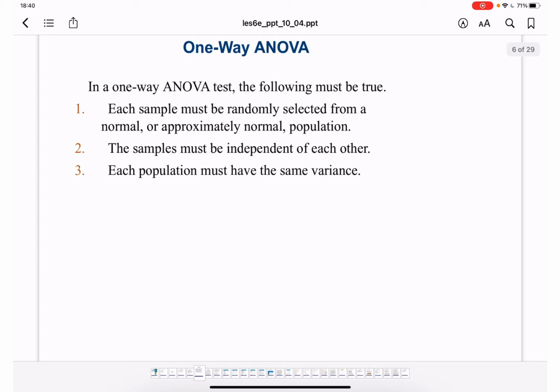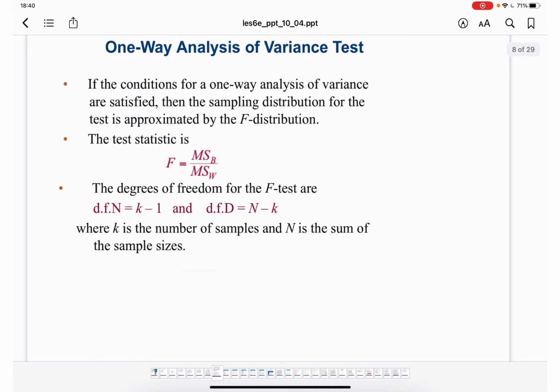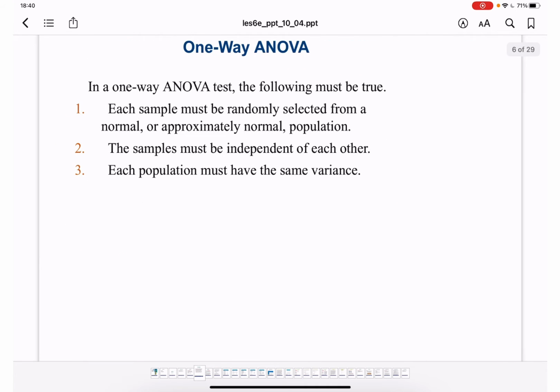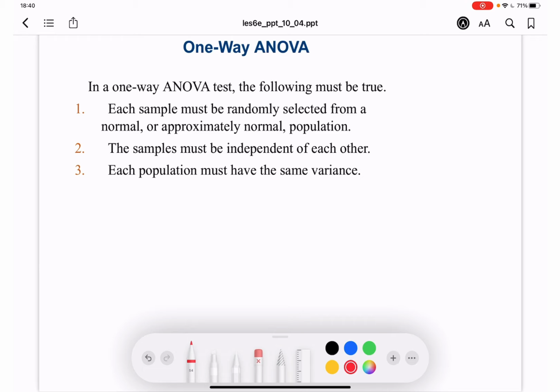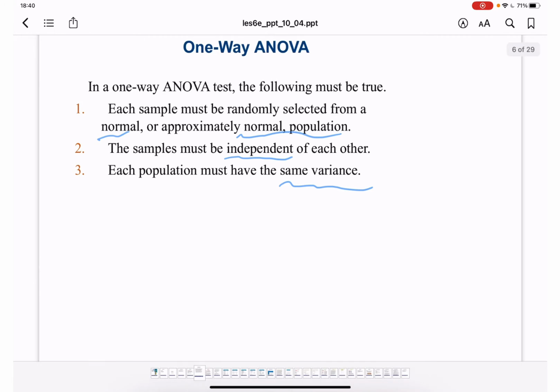In a one-way ANOVA test, we have to follow the rules. Each sample must be randomly selected from a normal or approximately normal population. Samples must be independent of each other, not dependent, and each population must have the same variance.